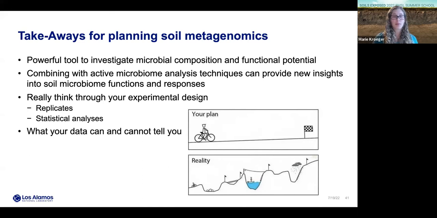With your experimental design, I hope some of the other speakers will touch on this in more depth, but it's important to think about replicates and your statistical analyses. I ran into issues sometimes where it's like, oh, I need more samples, but you have that cost-benefit analysis. Metagenomes are not cheap, although they've gotten cheaper. And you need to consider what your data really can tell you and what it cannot tell you.